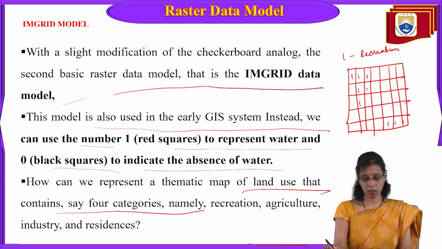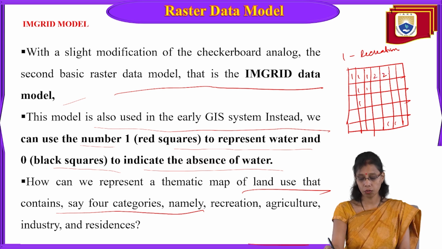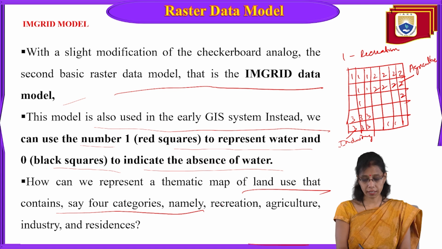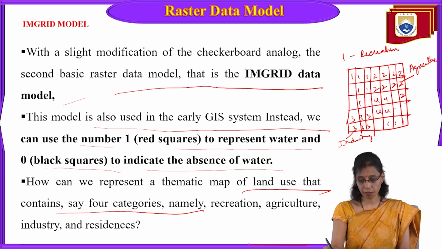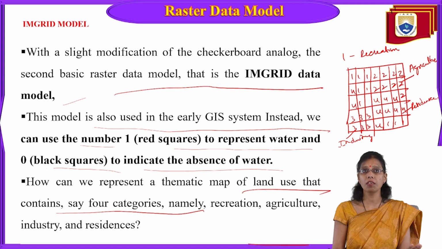Recreation. In the same way, agriculture is 2, 2. So wherever this number 2 is there, this is agriculture. Now industry: wherever you can see 3 here, this is under industry. Now residences: wherever you see 4, this comes under residences. So this is how the in-grid model will look. It will be in the form of numbers.